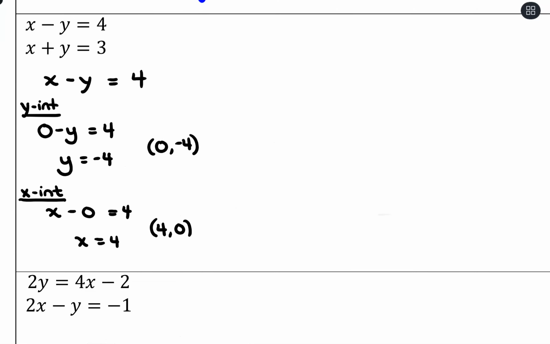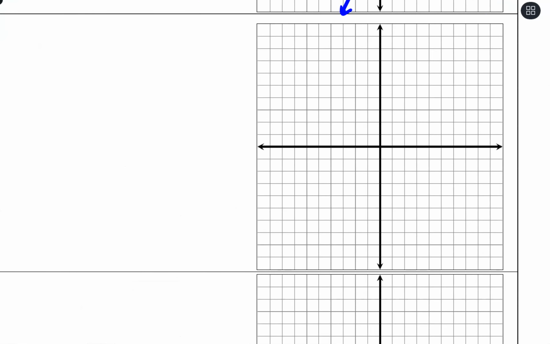All right, so let's use increments of 1, x and y axes. So it's 0, -4, and 4, 0. And what we're seeing there is a nice slope of 1, so we could get some extra points if we wanted to plot, but that all looks good to me. Okay, connect the dots, and we have our first line.